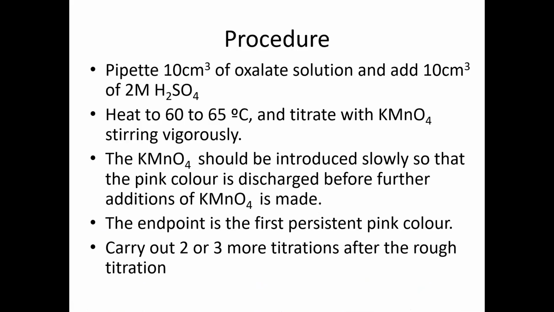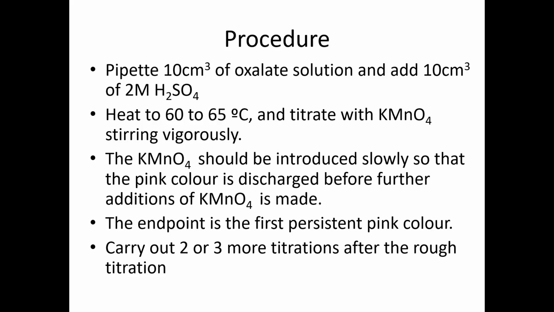So what is the procedure? You prepare 10 cm³ of your oxalate solution in your conical flask. You use your pipette and take 10 ml of oxalate solution, and you are going to be provided with 2 molar sulfuric acid. You have to be very careful, it's concentrated acid. The reason we have to do this is that the reaction can only take place in an acidic medium. So to your conical flask, when you prepare your oxalate solution, you add 10 cm³ of your sulfuric acid.